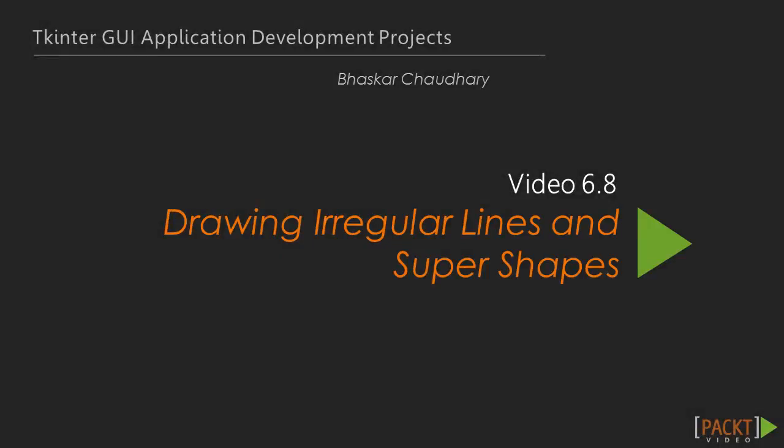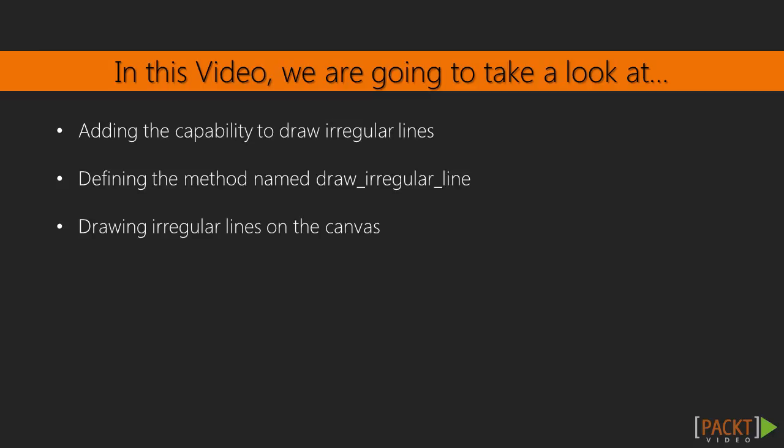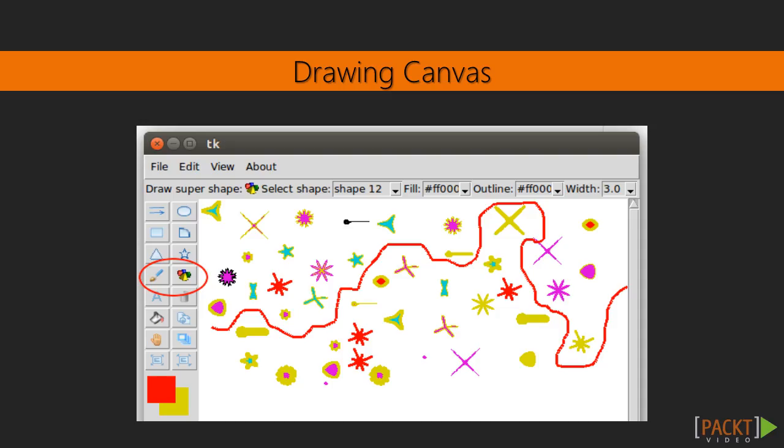Welcome to the next video of the sixth section, Drawing Irregular Lines and Supershapes. In the previous video, we've learned how to add top bar options for draw methods. In this video, we will learn how to add the feature to draw irregular or continuous free-flowing lines. We will also add the ability to draw a variety of interesting shapes on the drawing canvas.